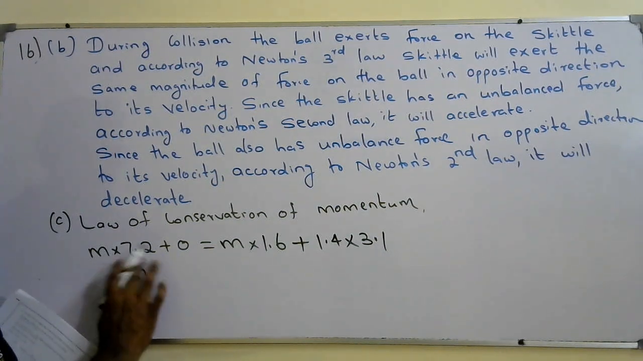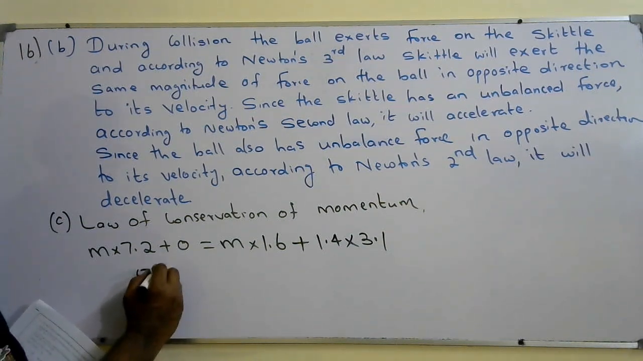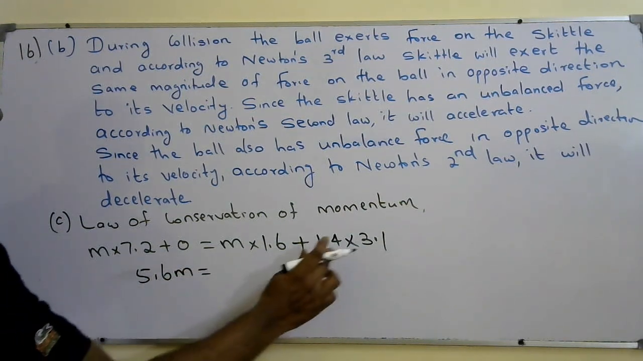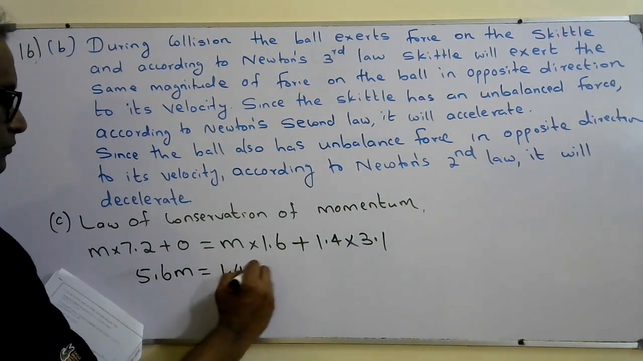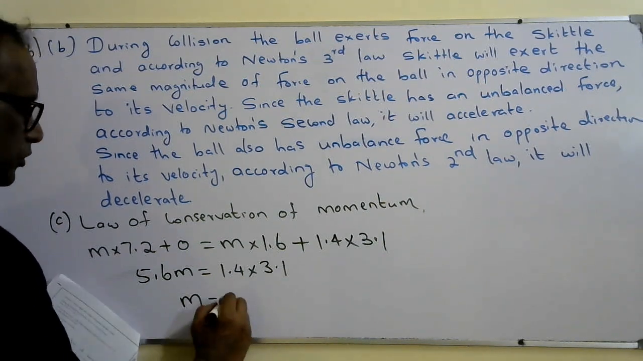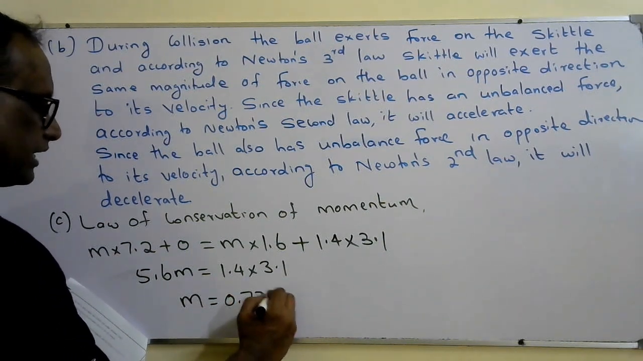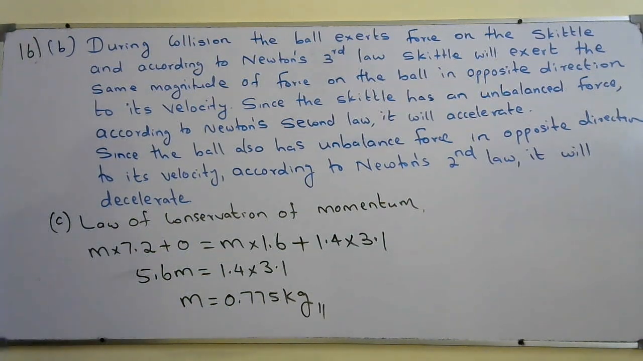So that is 7.2 m minus 1.6 m is going to be 5.6 m is going to be 1.4 into 3.1. Find the m. You will get 0.775 kilogram. 3SF, better give the answer.